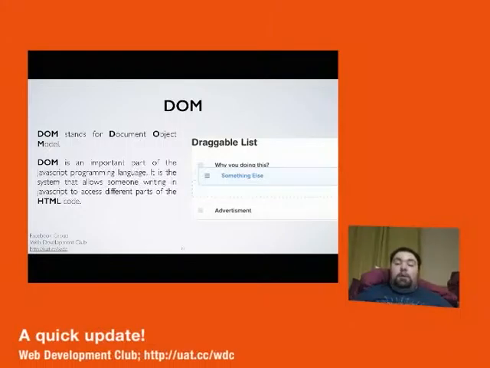Next on our list is DOM. DOM stands for Document Object Model. It's a very important part of the JavaScript system and the JavaScript programming language because it allows JavaScript to access, in a hierarchical fashion, all of the elements within a HTML document. And it means that the JavaScript code can alter those elements by directly accessing them.